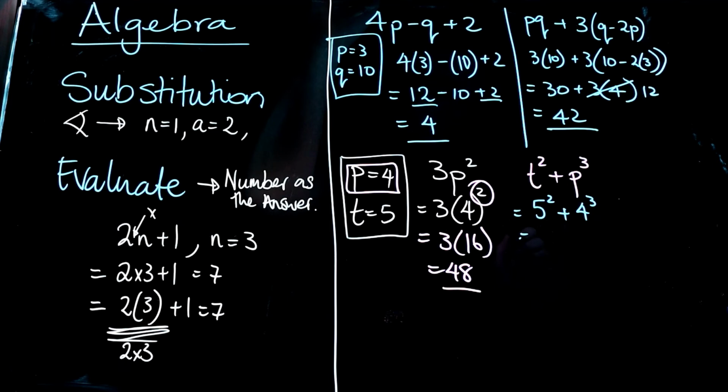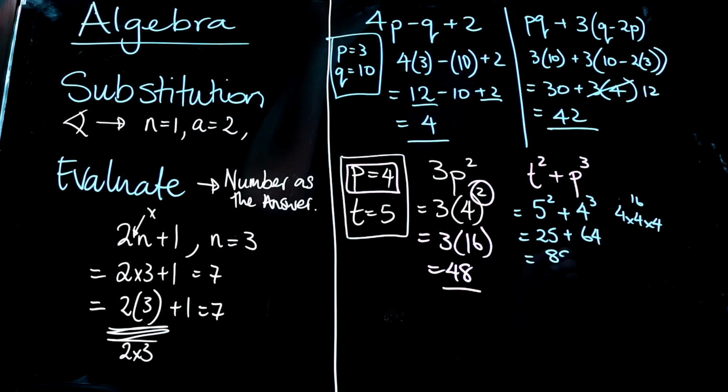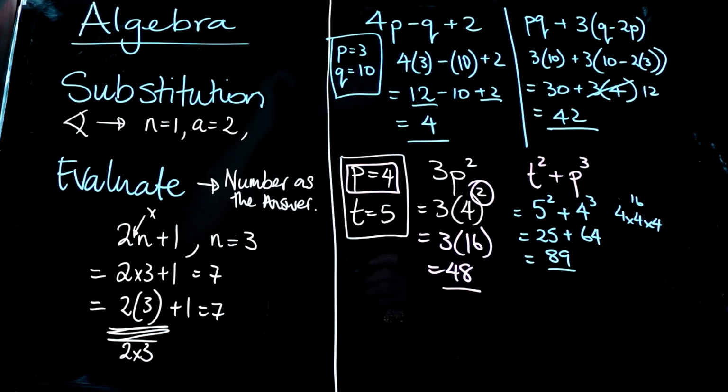So now the crunchy, grindy stuff. 5 times 5 is 25 plus 4 to the power of 3. I need to think about that as 4 times 4 times 4. Okay, 4 times 4 is 16, times 4 is 64. Add those together, and what are we left with? We're left with 89 as our final answer after we've done the substitution.